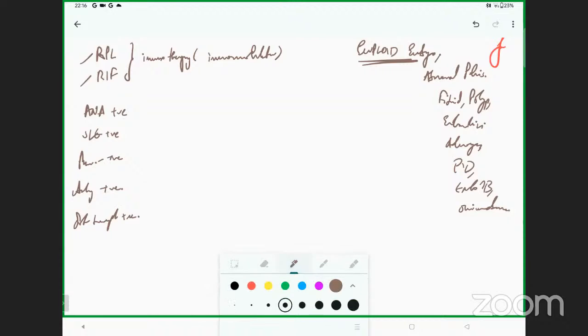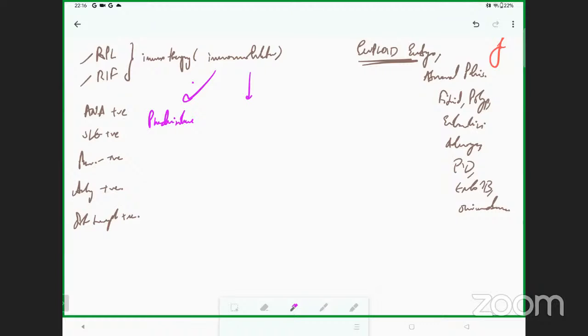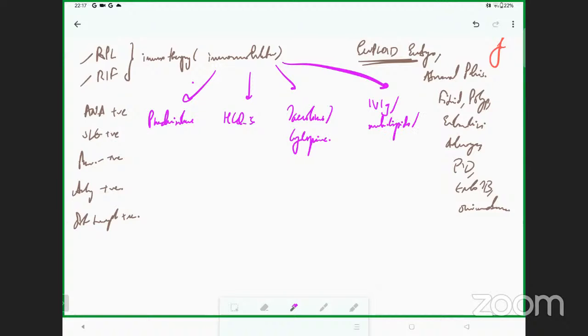Okay. So immunomodulation, as a routine practitioner, you should remember 3 or 4 important drugs which you are going to use. Prednisolone, HCQS, tacrolimus. I'll put tacrolimus and cyclosporin together, because people will obviously prefer to use tacrolimus and not cyclosporin. IVIG and intralipids. These two I will put in the same category.